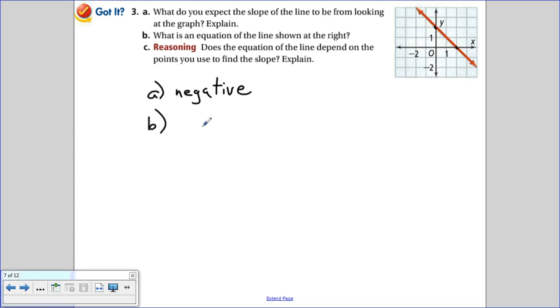For B, it says what is the equation? So we have to figure out what is M. M was down 2, it's negative 2. To the right 2, that's positive 2, so we had a slope of negative 1, and a y-intercept right here, positive 2. So our equation is y equals negative, now you can write the negative 1 or just write negative x plus 2.